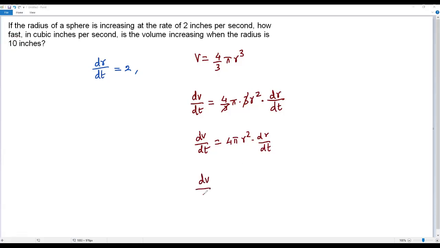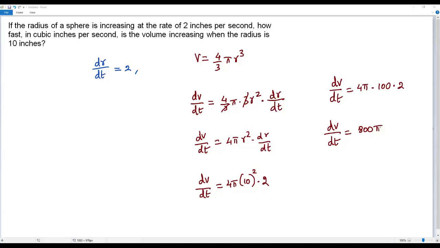Okay, let me continue. dV over dt is equal to 4 pi. We plug in 10 for r, so we get 10 squared. And for dr over dt, we already know the value, it's 2. So dV over dt equals 4 pi times 10 squared, which is 100, times 2. Multiplying, 4 times 100 is 400, and 400 times 2 is 800 pi. So I got the rate of change of volume.